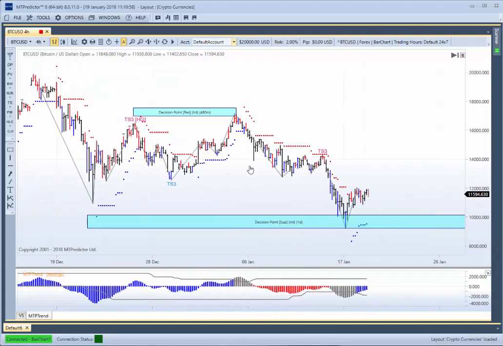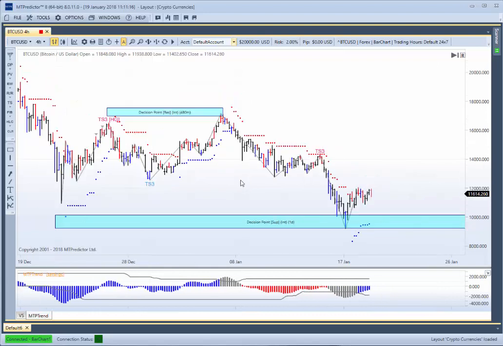So far you can see that trading Bitcoin is exactly the same as we do with anything else in MTPredictor. The same tools work, the same approach works. We handle this in exactly the same way as if we were trading any other particular market. Let's have a look at perhaps some shorter time frames as well, even shorter than 4 hours.